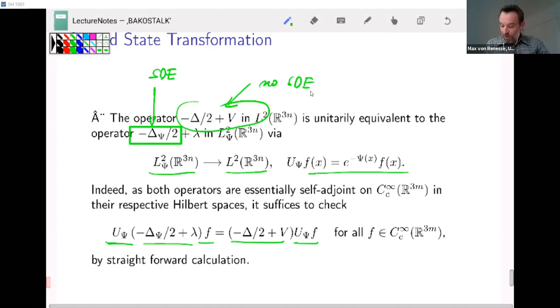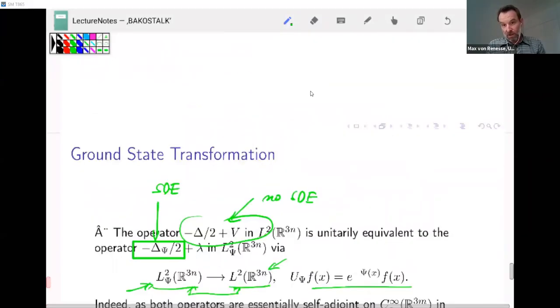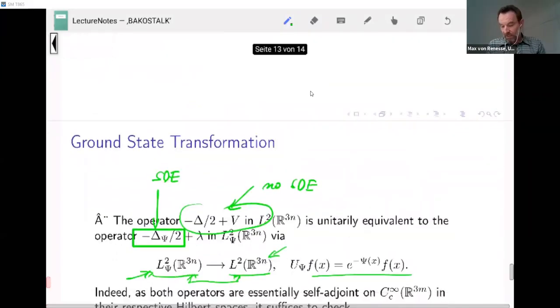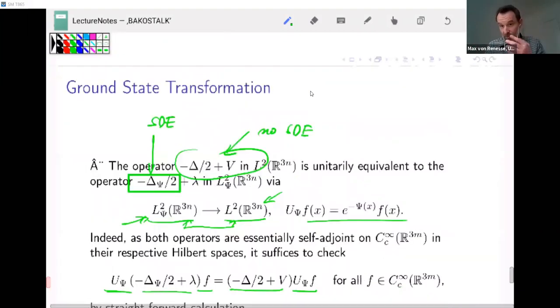This is an operation which is a unitary isomorphism between two L2 spaces. One is the flat L2 space, the L2 space for the conventional Schrödinger world. And this L2 space is the weighted L2 space where the weight function is exactly our logarithmic potential of the ground state. This is a classical thing in quantum mechanics. People don't use it too much, but we want to show that it's actually really useful. In our case, we really make use of it.